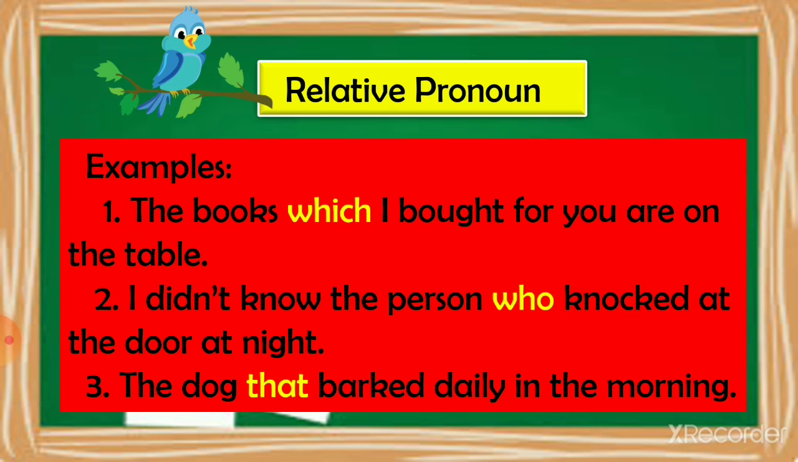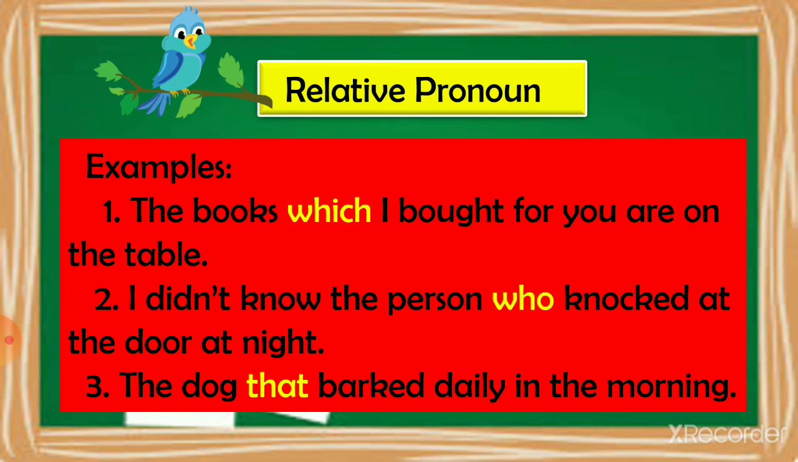I didn't know the person who, right? Now, here, the person, who refers to the person, right? Knocked at the door at night. The dog that. Here, this pronoun refers to the noun which is mentioned before it, that means the dog. Okay, the dog that barked daily in the morning, right?